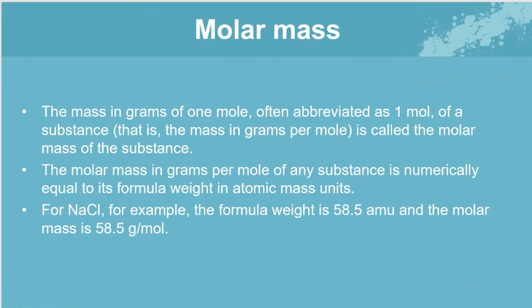All right, so moving on to molar mass. The mass in grams of 1 mole of a substance, that is the mass in grams per mole, is called the molar mass of the substance. The molar mass in grams per mole of any molecule is numerically equal to its formula weight in atomic mass units, and we should be familiar with every word in this sentence here.